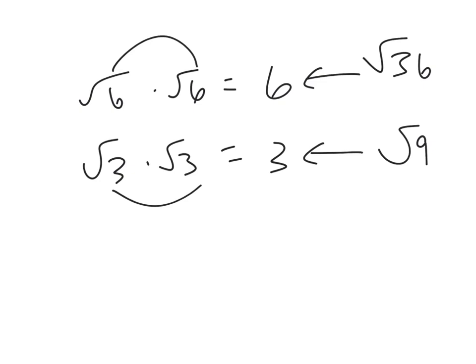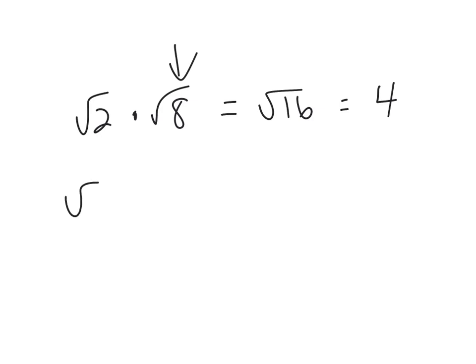All right, let's try another one here. Let's go radical 2 times radical 8. Can this guy reduce? I mean, I could. I guess I don't have to. I could just call that radical 16. And how much is radical 16? 4. Okay. But if I reduce it first, what goes into 8? 4 does, right? How many times? 2 times.